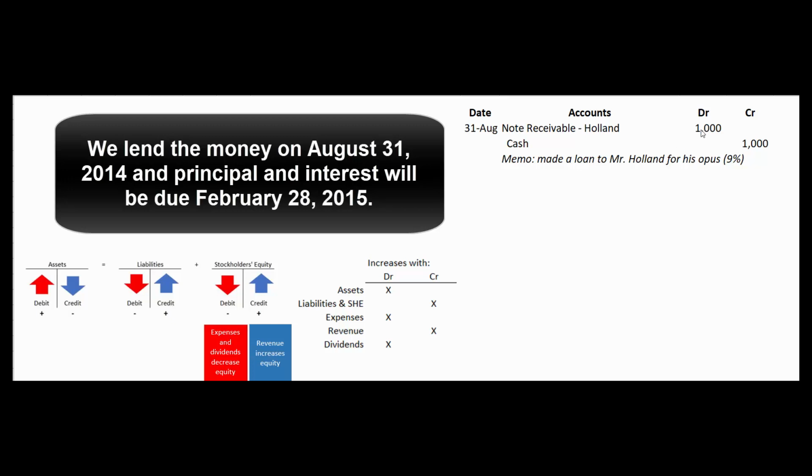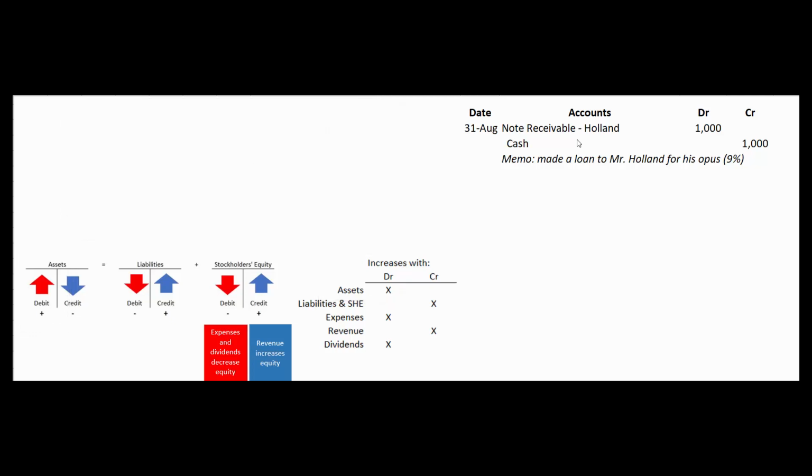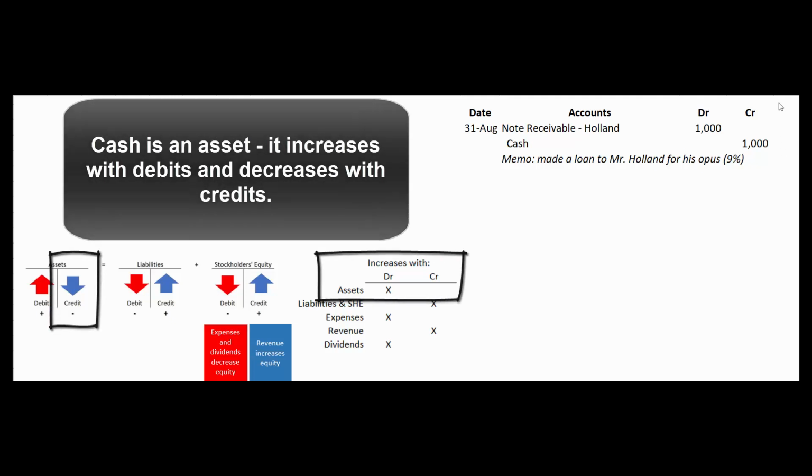So we debit note receivable Holland for $1,000 because any account that has the word receivable in it is an asset account, and assets increase with debits. We credit cash because we're lending money. Cash is going down. Cash is an asset. It increases with debits and decreases with credits.